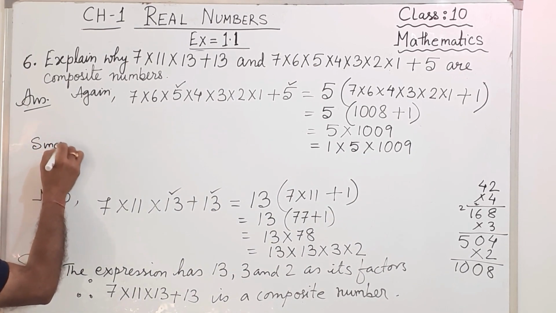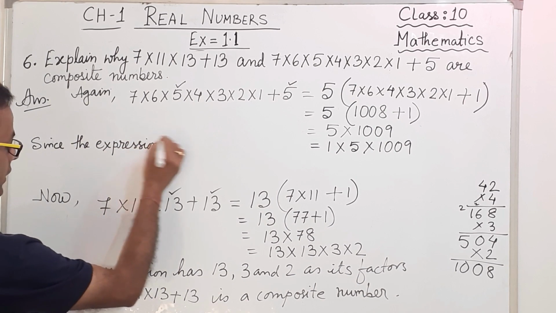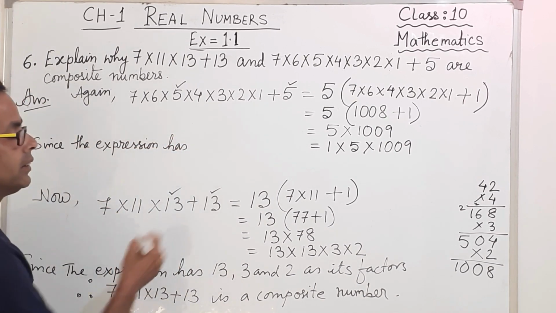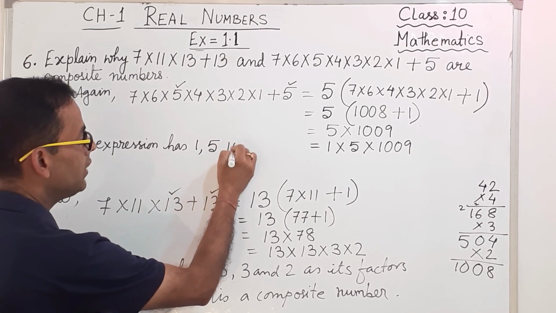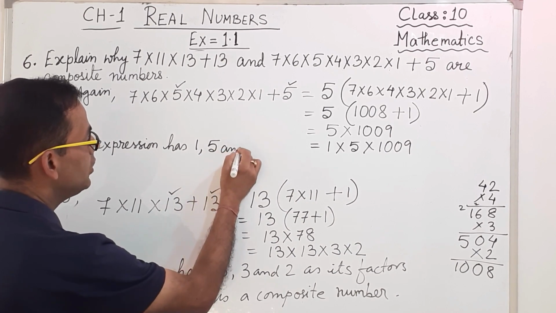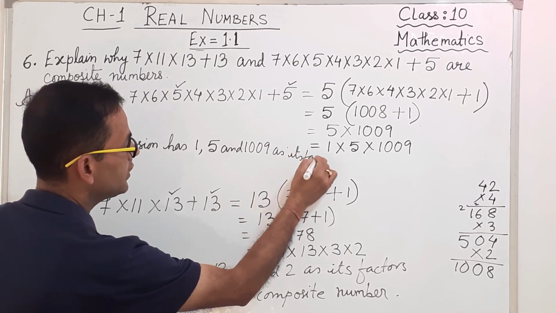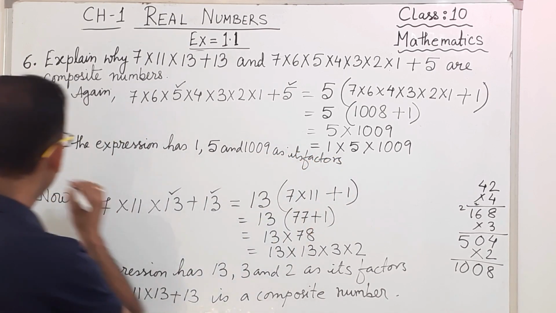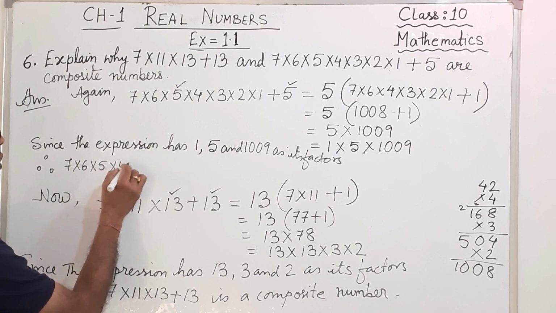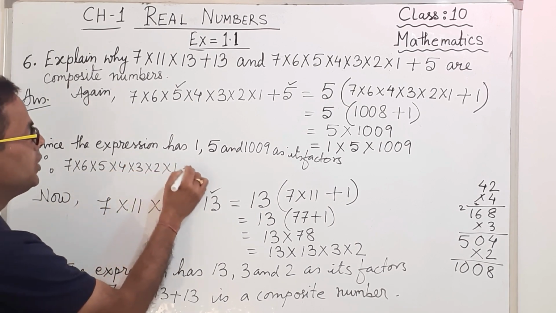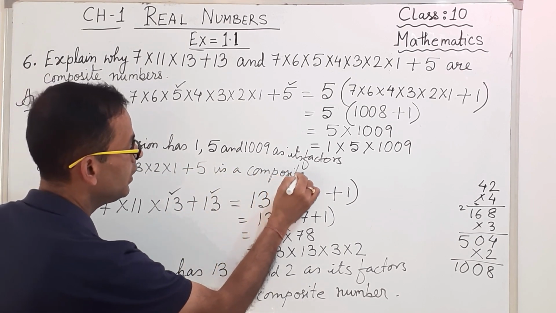So what can we say now? Since the expression has 1, 5, and 1009 as its factors, therefore 7 into 6 into 5 into 4 into 3 into 2 into 1 plus 5 is a composite number.